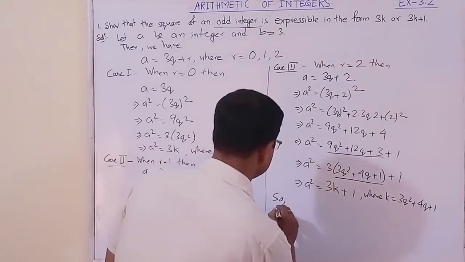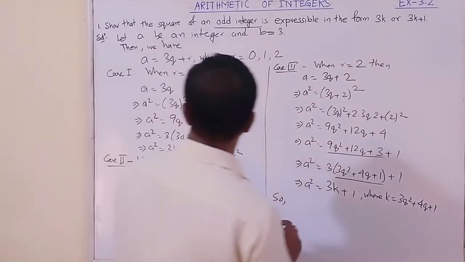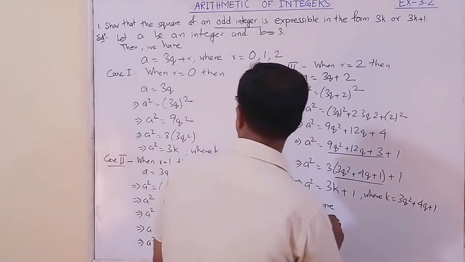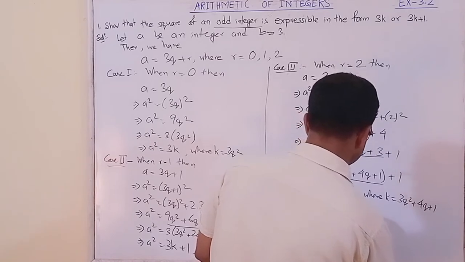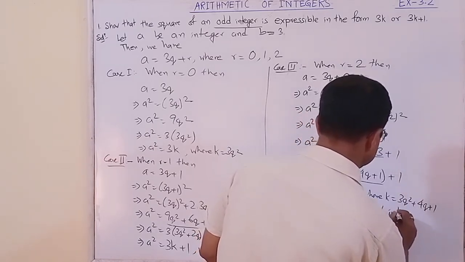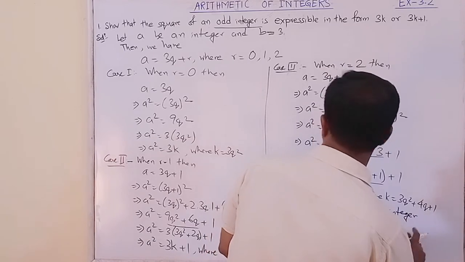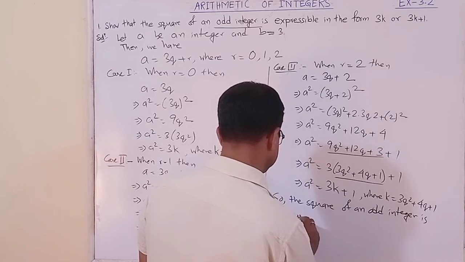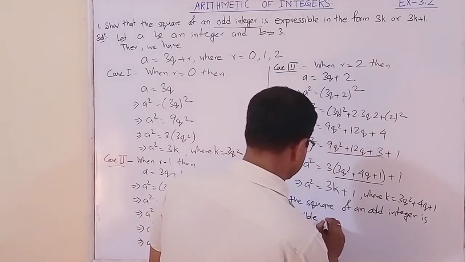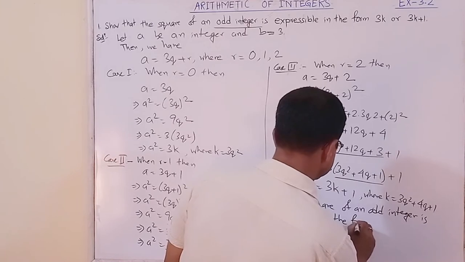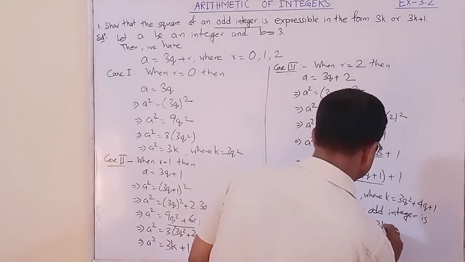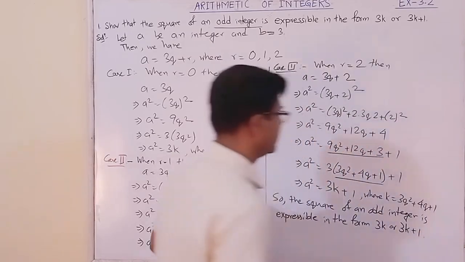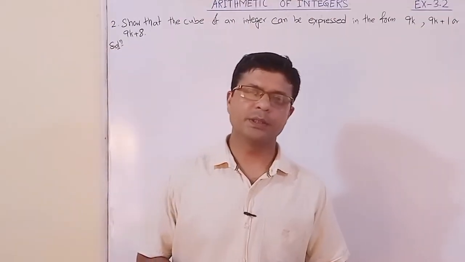Always don't forget to write the statement. So this is an important point: the square of an odd integer is expressible in the form 3k or 3k plus 1. Okay, this is the thing. Is it okay? My beloved students, now we are in question number 2.